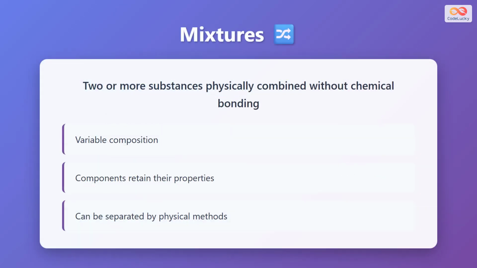Now let's talk about mixtures. A mixture is formed when two or more substances are physically combined without any chemical bonding between them. Unlike pure substances, mixtures have several distinct characteristics. First, they have variable composition, meaning the proportions of components can differ. Second, each component retains its own individual properties within the mixture. Third, and most importantly, mixtures can be separated back into their original components using physical methods like filtration, evaporation, or magnetism.